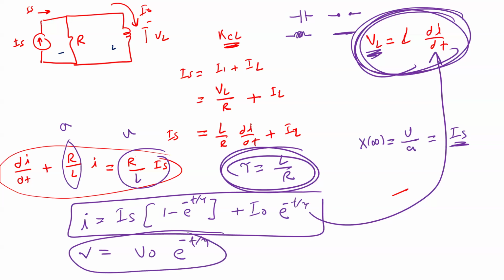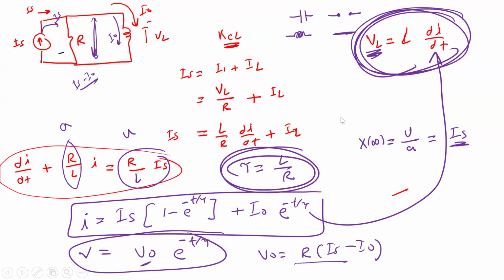Remember, in case of the capacitor, it was I naught e to the power minus t divided by tau. But here it's V naught. So what is V naught here? V naught actually equals R times (IS minus I naught), which is the initial voltage. So here, if you have IS, and then in the very beginning you have I naught, the current here is actually IS minus I naught. So here it should be V.